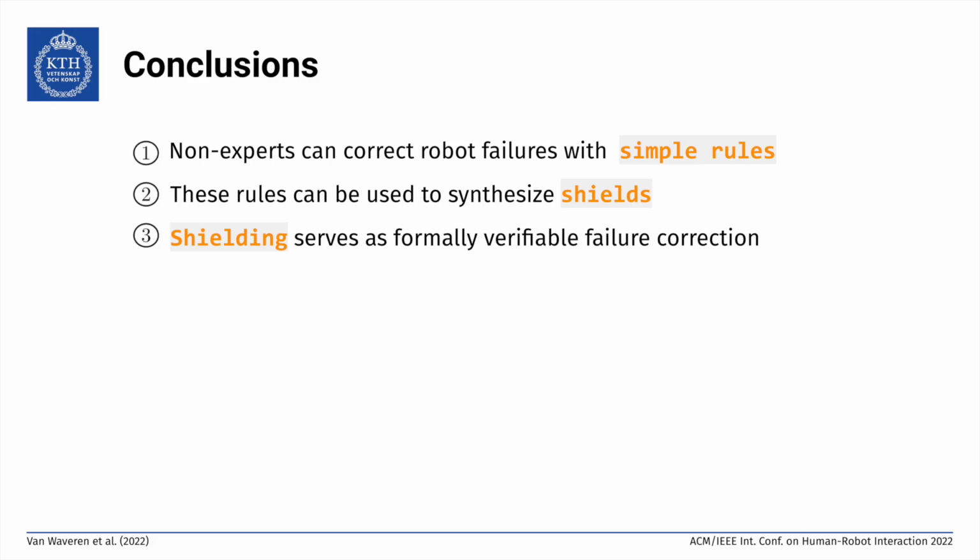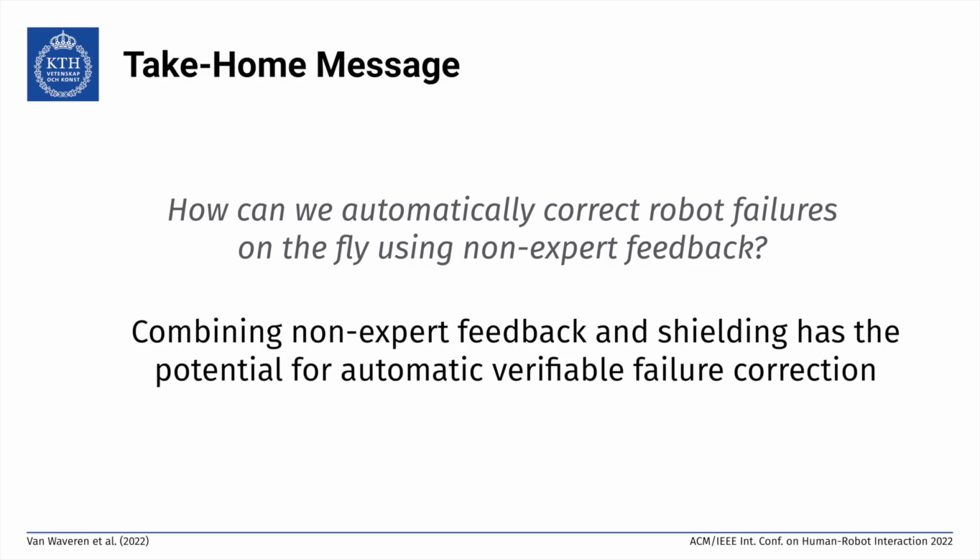To wrap up, we showed that non-experts are able to provide corrections from which shields could be generated, and that shields can be used to repair failures of learning-based robots in a verifiable fashion. As a first answer to our overall research question as posed at the beginning of this talk, what this work showed is that combining non-expert feedback and shielding has the potential for automatic verifiable failure correction.